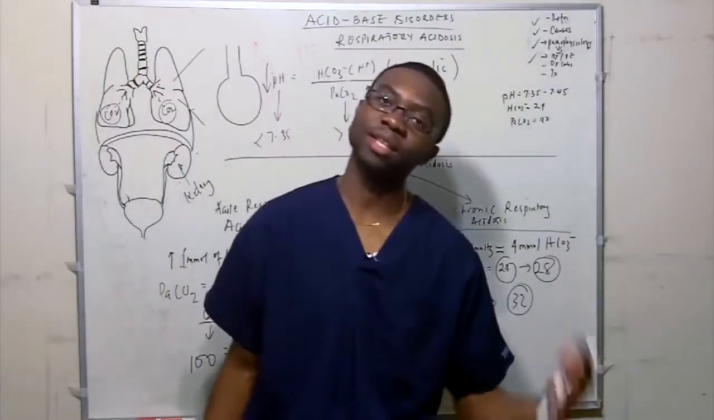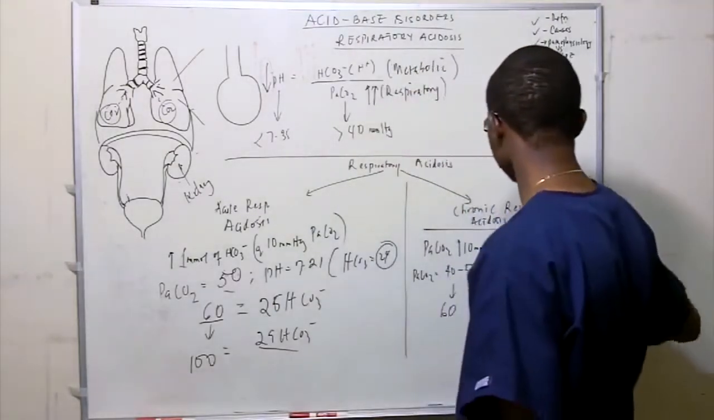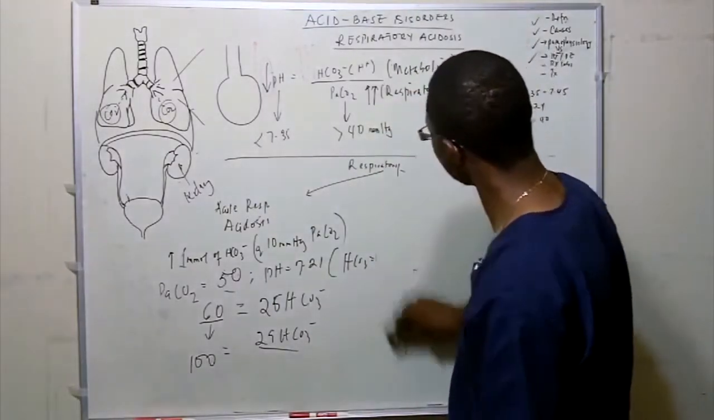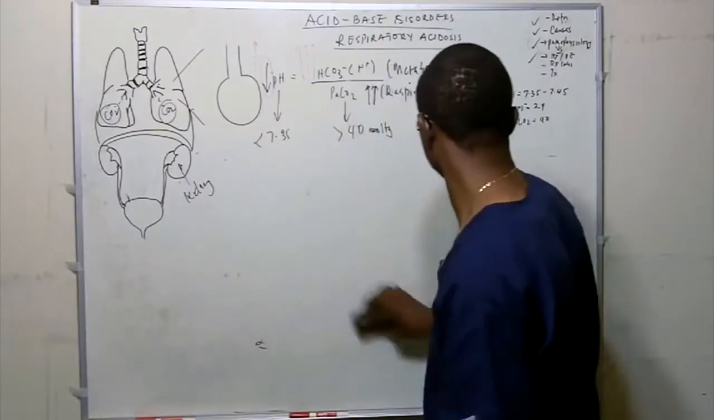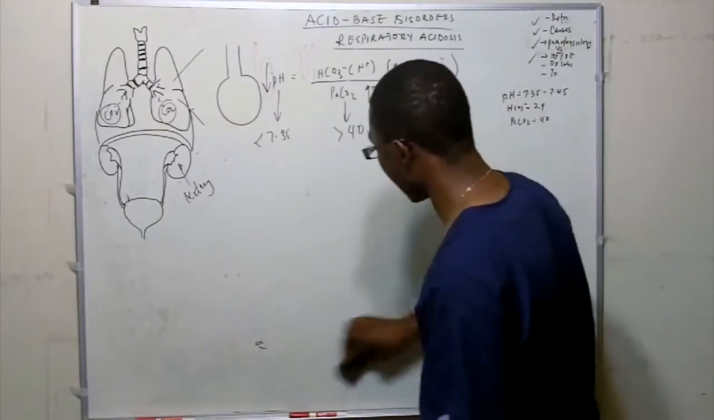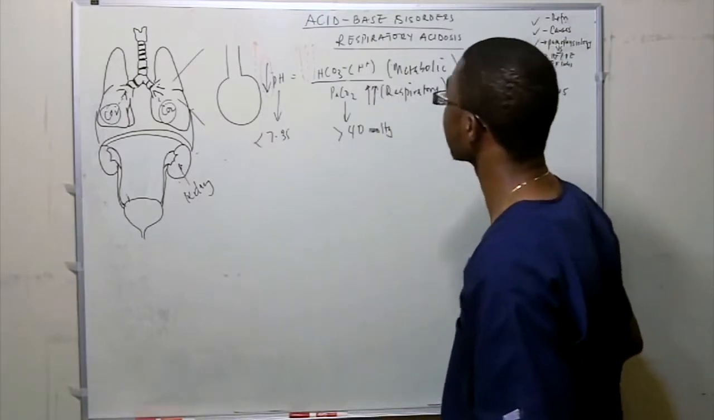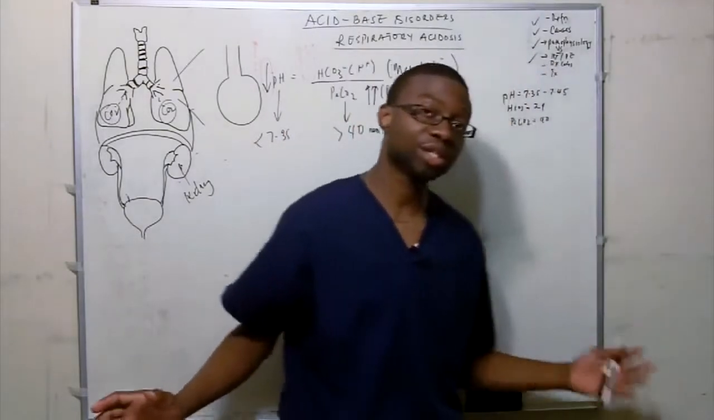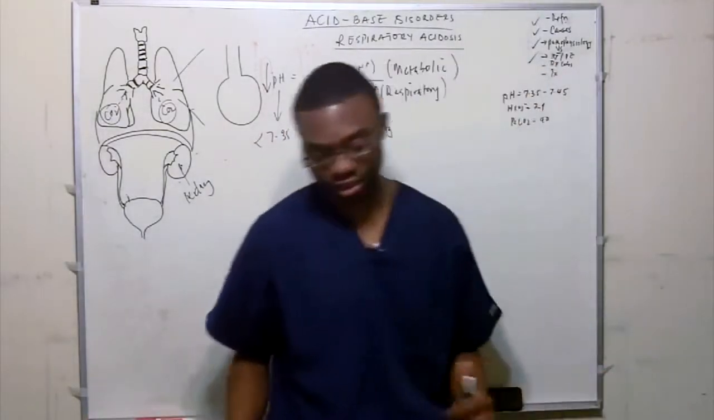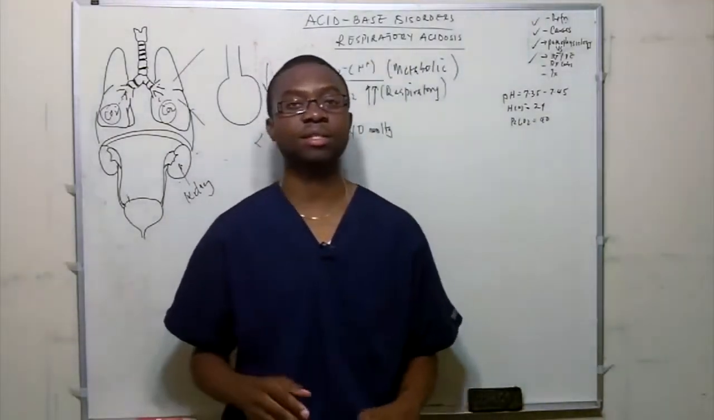Now, let's focus on things that are even more important. Now that we already understand the whole mechanism of acute compensation and chronic compensation, the next thing we're going to talk about is causes.